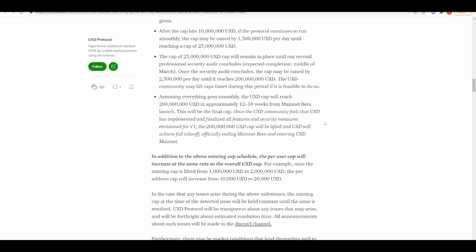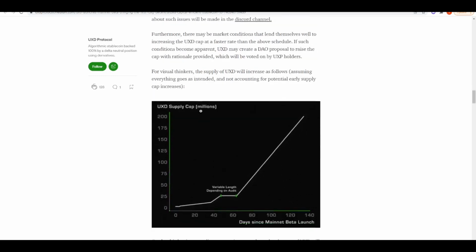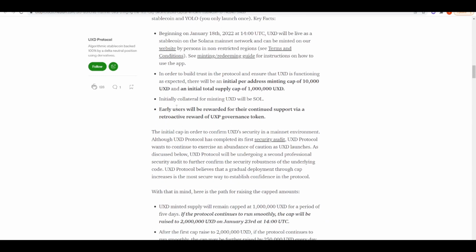The thing that I think might limit UXD is the size of the derivatives market, right? But it's predicted that the derivatives market will grow over time, so I think this is still a solid bet. But let's go down further, and here's one important point. Early users will be rewarded for their continued support via a retroactive airdrop of the UXP governance token.